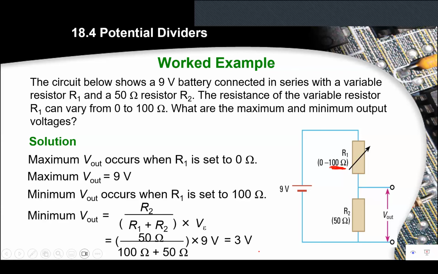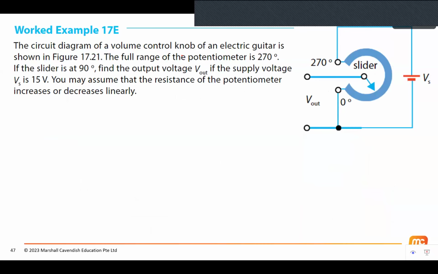Okay, next, let's take a look at another question. Okay, so this is a volume control knob of an electric guitar. The full range is 270 degrees, and you have a slider which is attached to the V out. Okay, and the slider is at 90 degrees. Okay, you can imagine this entire slider as a straight line if you were to straighten it.